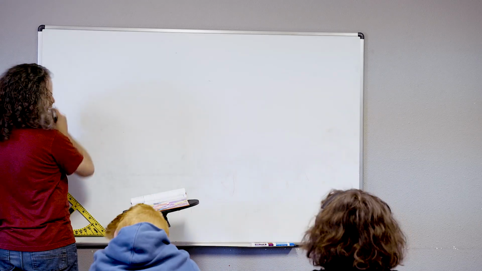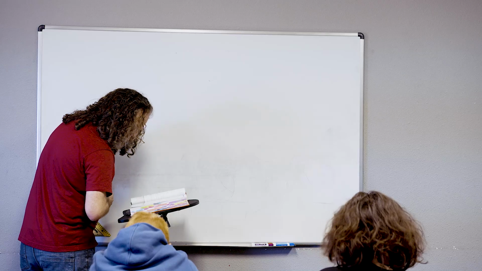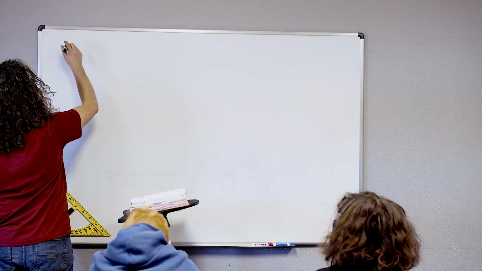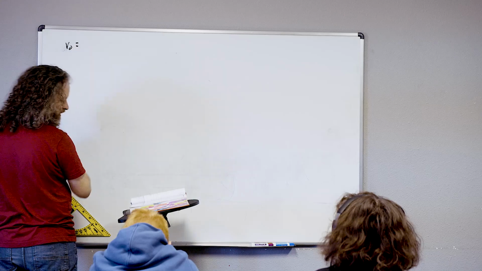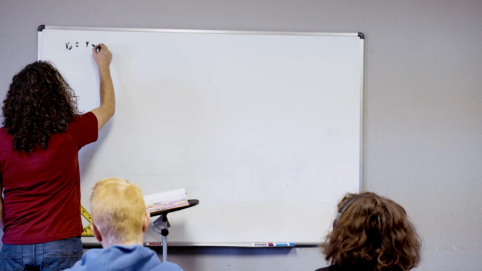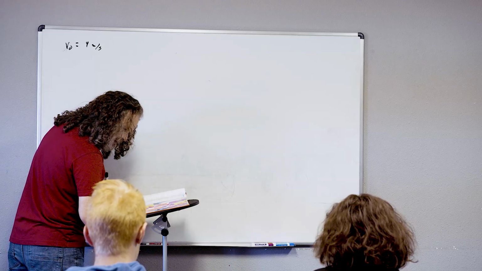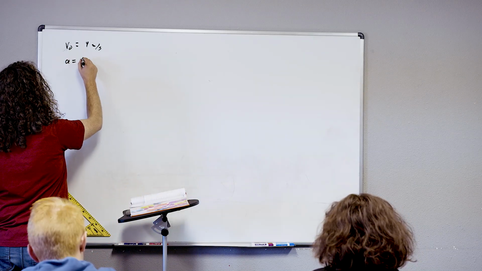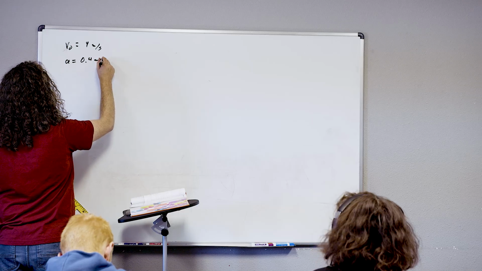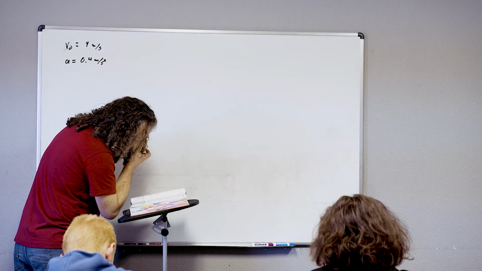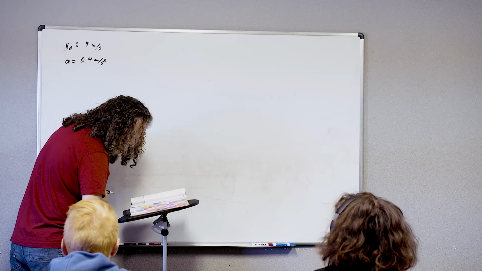All right, let's write all our puzzle pieces up here, and we'll see what we need. So initial speed, v naught, of 4 meters per second. And what else do we need? Acceleration. So A equals 0.4 meters per second squared. And the distance is 25 meters.